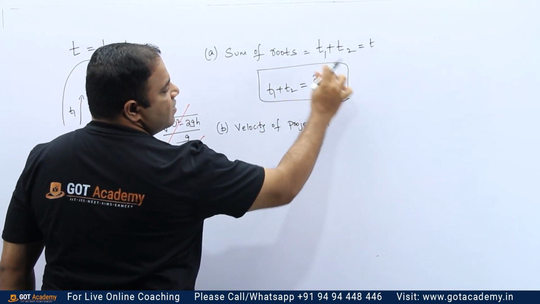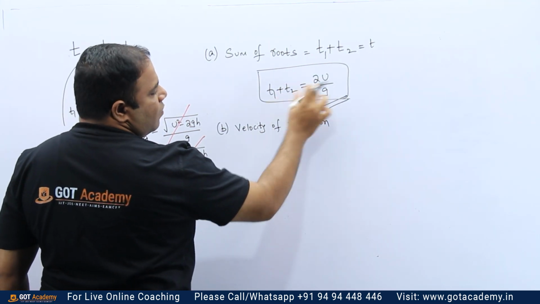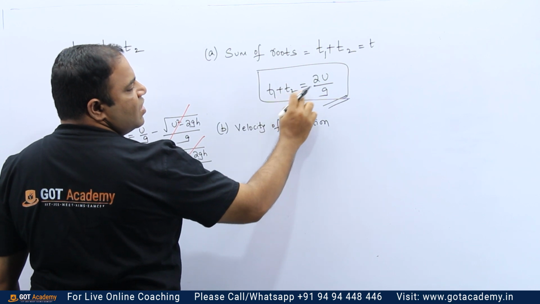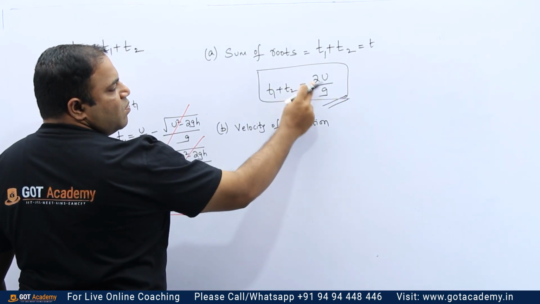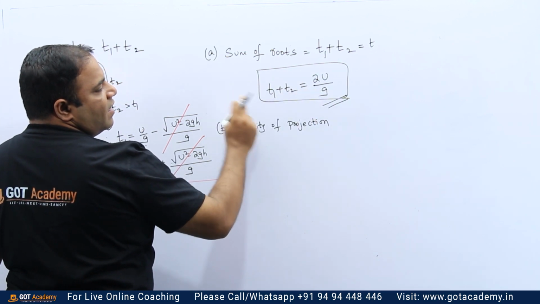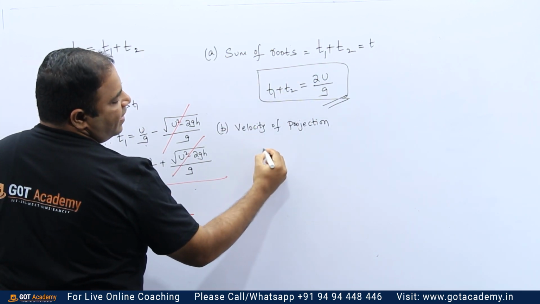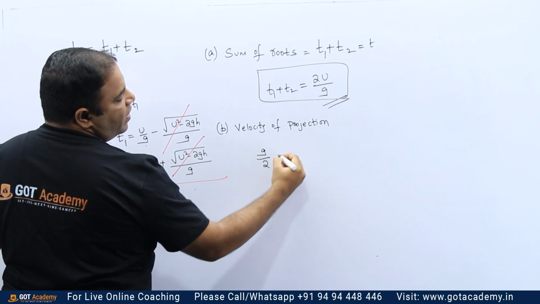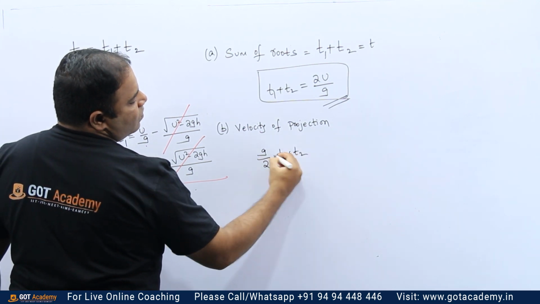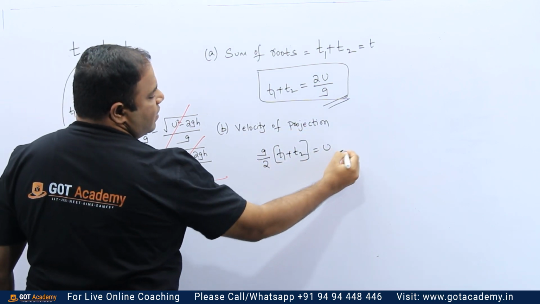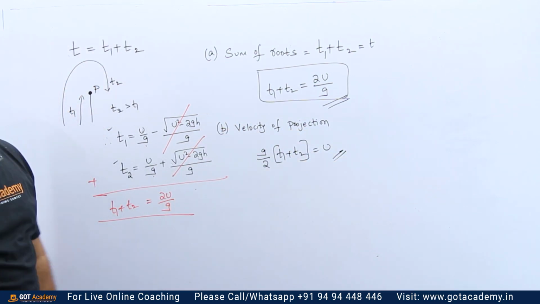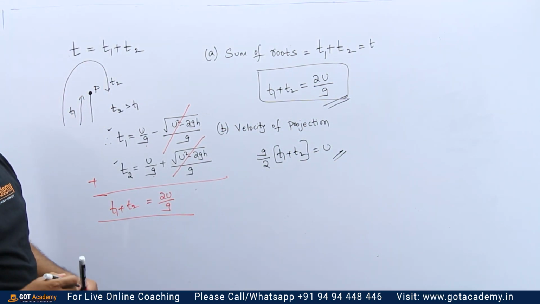It means you have to find this u. From the basic idea, what we can say is that if t1 plus t2 is equal to 2u by g, then what is u? Let us move this 2 by g to the other side. It can be written as g by 2 into (t1 plus t2). So the velocity of projection is g by 2 into (t1 plus t2).